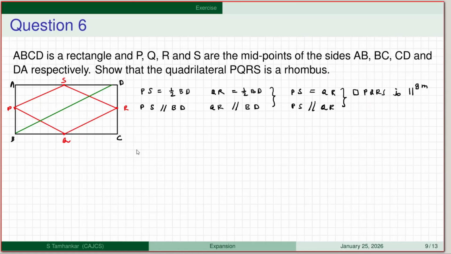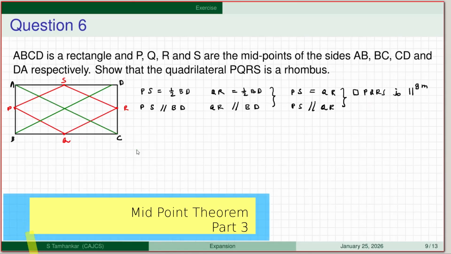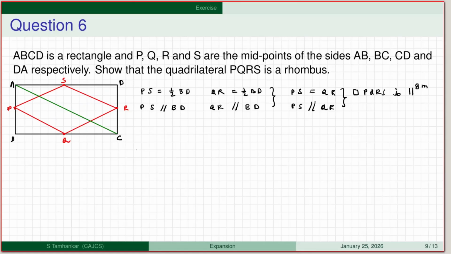Now what I can do is draw the second diagonal here, and that is AC. After drawing the second diagonal, I can repeat the process. Let me erase this diagonal to make it more clear to you. So we can show that PQ is half of AC, and PQ is parallel to AC. We can show that SR is equal to half of AC, and SR is parallel to AC.